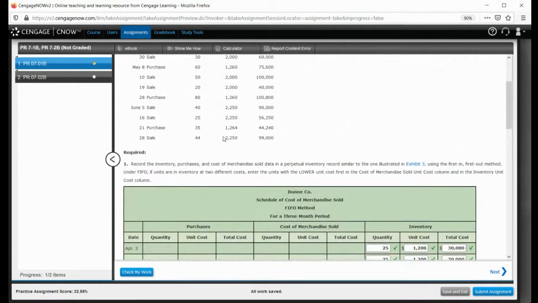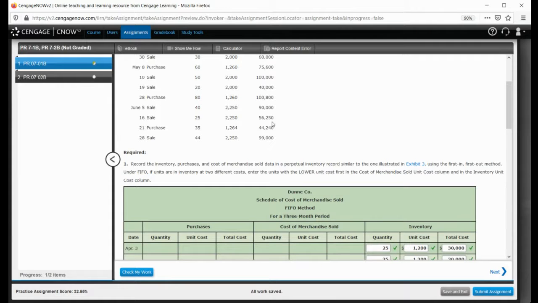Moving on to the next transaction in June, we sold an additional 25 units at $22.50 for a total sales amount of $56,250. When we are recording sales under a perpetual inventory system, there are two journal entries. The first is to record the sales transaction. So we would debit accounts receivable and credit our sales for $56,250. That's our first transaction that we would record for our sales.